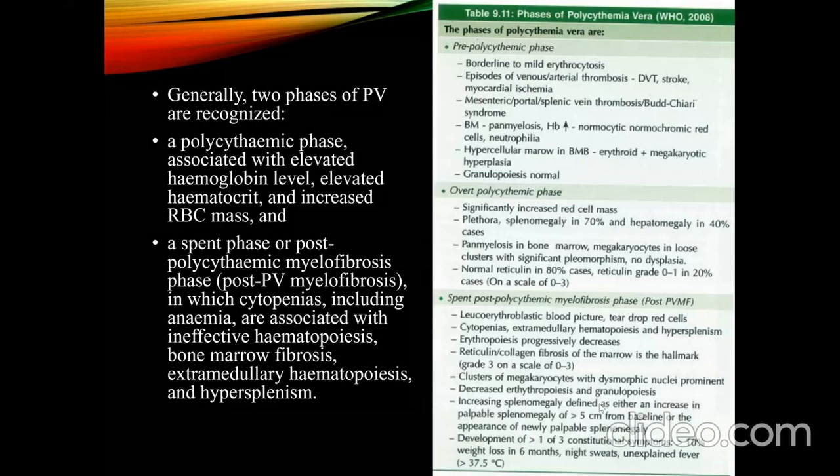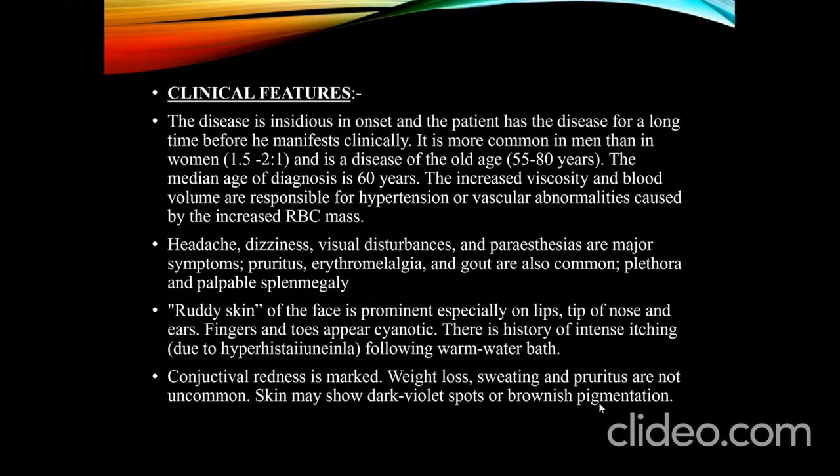As we can see in the picture included in this slide, the phases of polycythemia as per WHO 2008 include a pre-polycythemic phase also, which is characterized by borderline to mild erythrocytosis, episodes of venous or arterial thrombosis, mesenteric or portal splenic vein thrombosis or Budd-Chiari syndrome, and the bone marrow should show panmyelosis, increased hemoglobin, normocytic normochromic cells, and neutrophilia, and granulopoiesis should be normal.